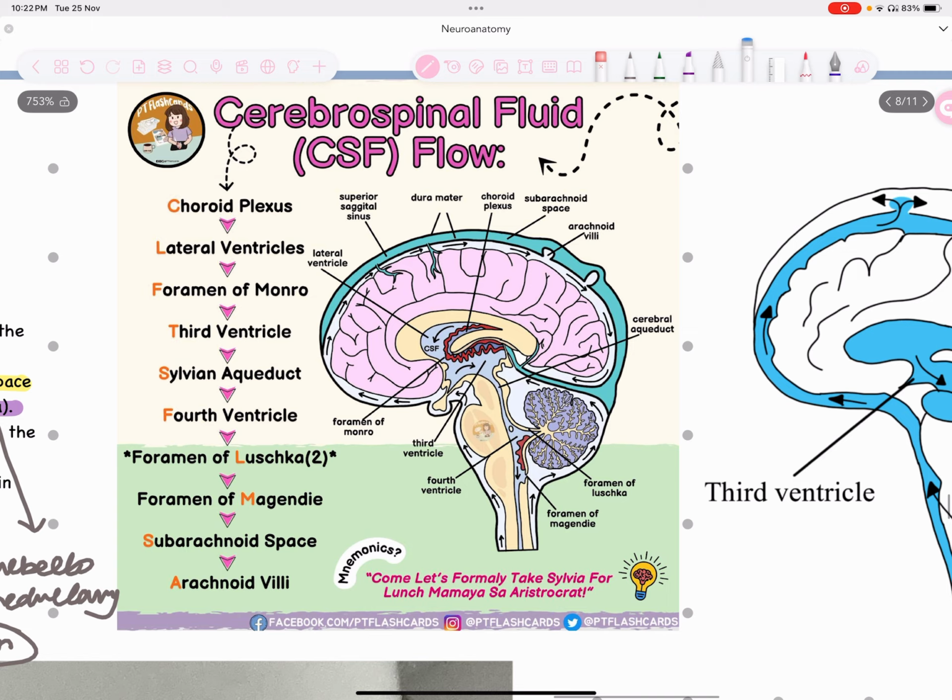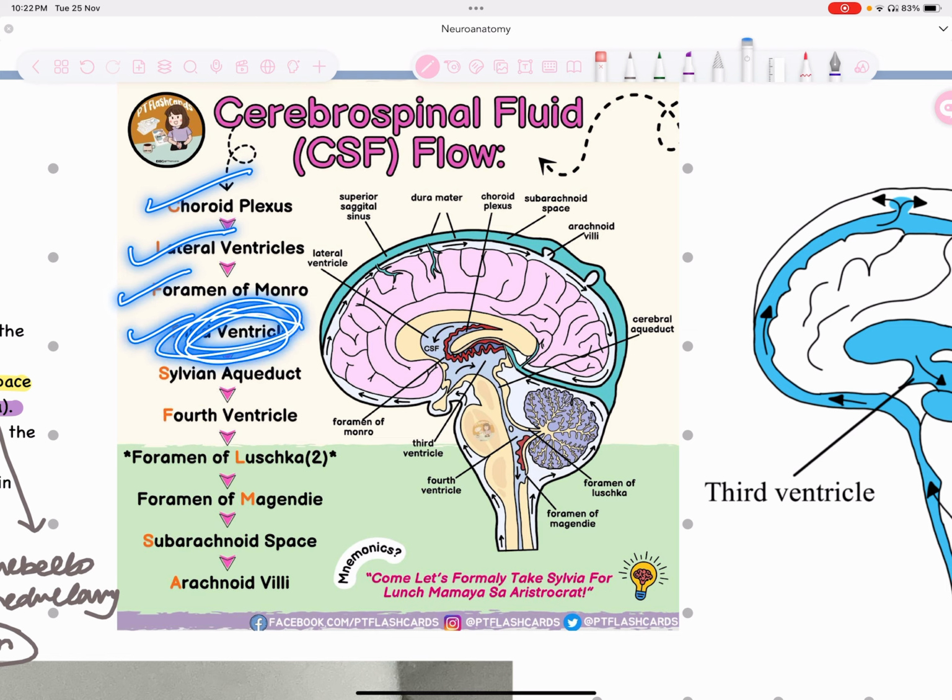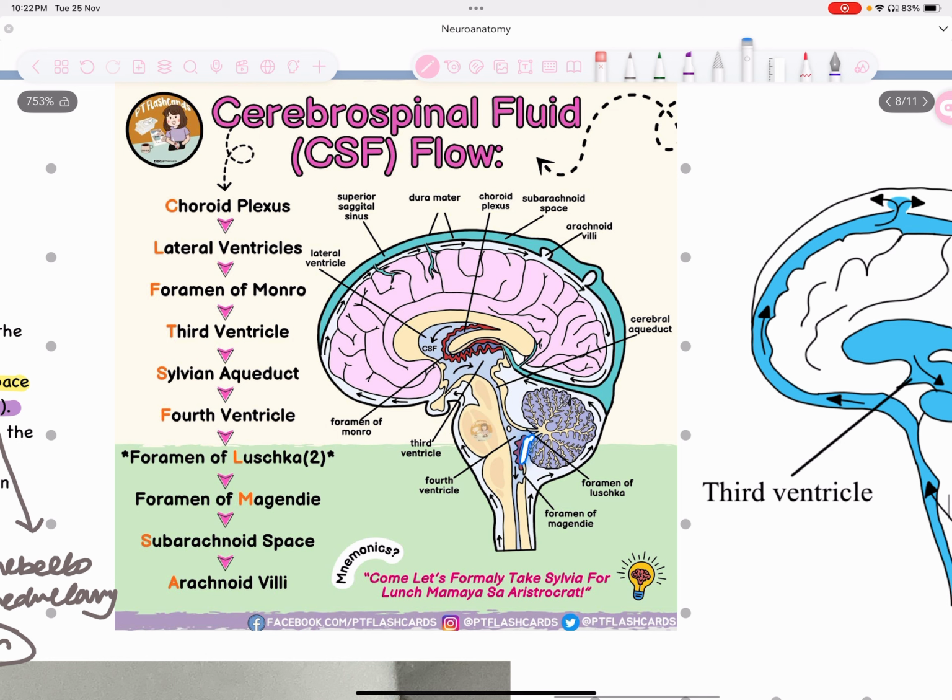So, choroid plexus, that's where CSF is made. Then it goes to the lateral ventricles. From the lateral ventricles, through the foramen of Monro, it goes into the third ventricle. In the third ventricle, additional CSF is produced and added because this also has its own choroid plexus in its roof. Then through the Sylvian aqueduct, it goes into the fourth ventricle. In the fourth ventricle, again, additional CSF is added because this also has its own choroid plexus. And then through the foramina of Luschka, there are two of them, and through the foramen of Magendie, it goes into the subarachnoid space in the prepontine cistern and the cerebellomedullary cistern.